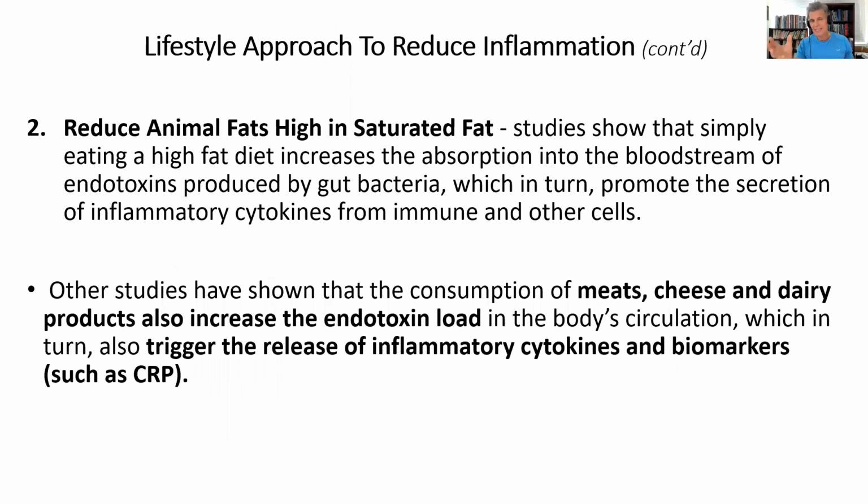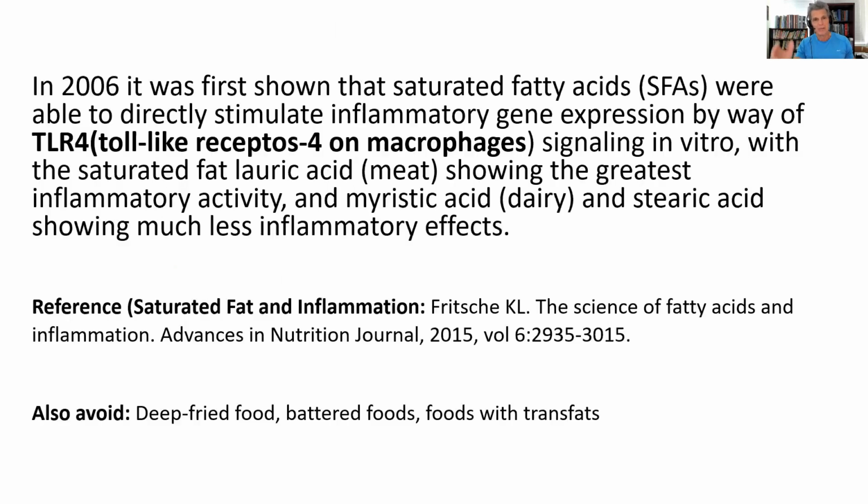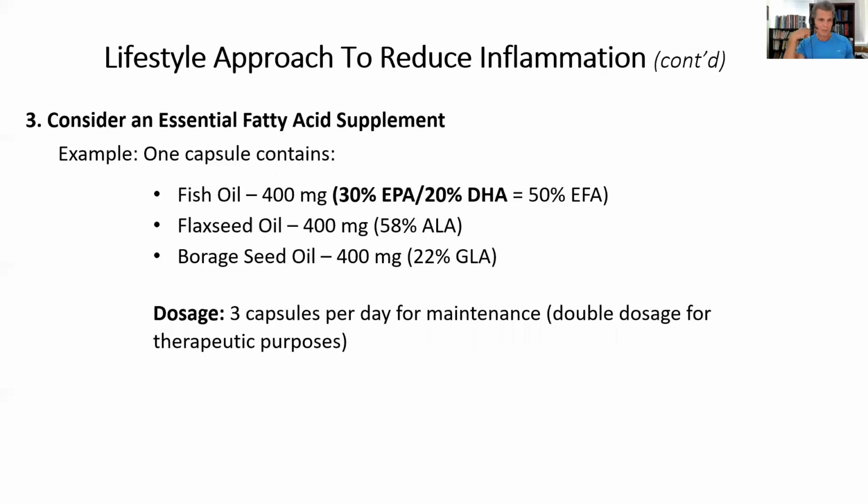Reduce your intake of high-fat animal products, also to get saturated fat down. Saturated fat carries endotoxins into the bloodstream from the gut that produce inflammation, and it also stimulates on the macrophages these toll-like 4 receptors that produce inflammatory response. And of course, deep fried foods and trans fats and battered foods, these things also tend to produce more inflammatory response.